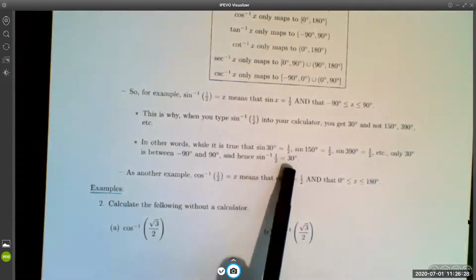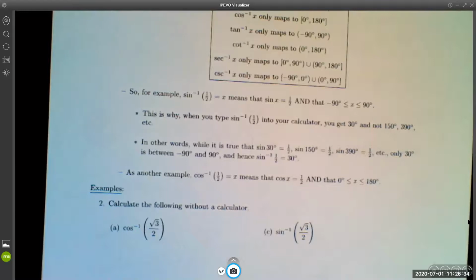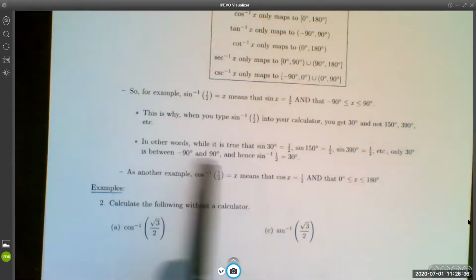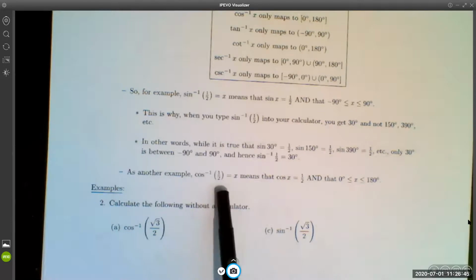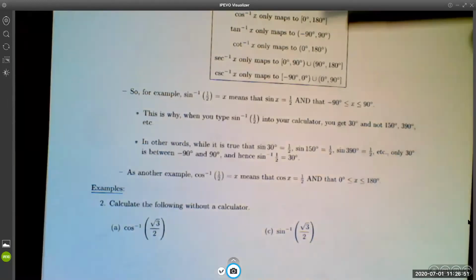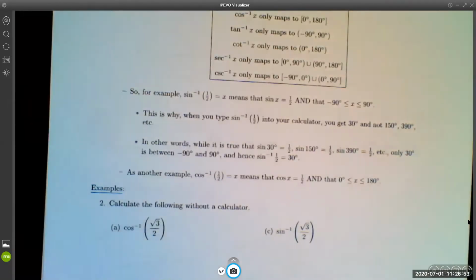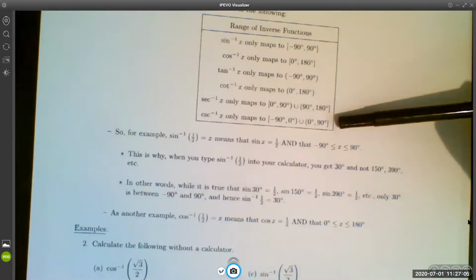So in other words, while it's true that sine 30 degrees equals 1/2, sine 150 degrees equals 1/2, sine 390 degrees equals 1/2, and so forth, only 30 degrees is between negative 90 and 90, and so sine inverse of 1/2 equals 30 degrees. As another example, cosine inverse of 1/2 equals x would mean that cosine x equals 1/2, and that x is between 0 and 180, because that's where cosine maps us to. More about this in chapter 6, but for now, just remember this, and remember to apply these facts.